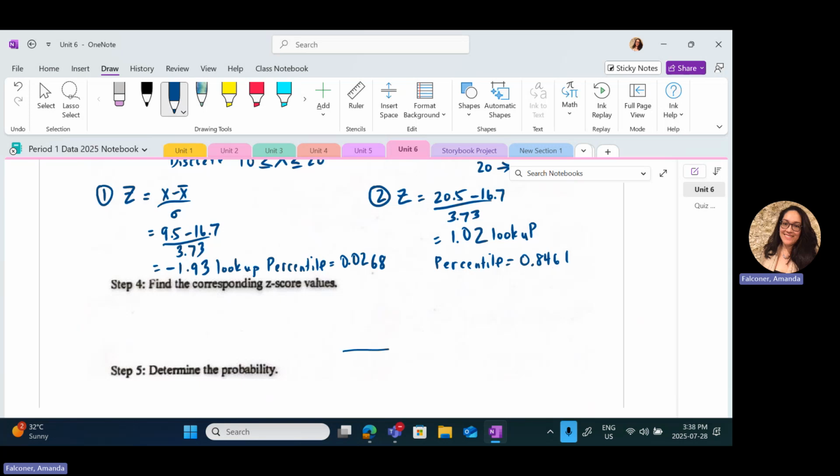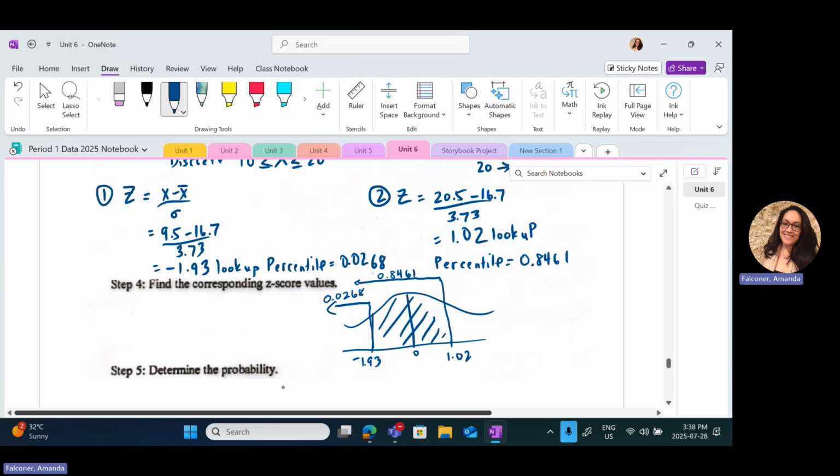And to come up with the probability, I'll just draw a little picture here. If this is my 0, which goes in the center, negative 1.93 has a percentile of about 3%. And then my higher z-score is 1.02, and this percentile is down here at about 84% or 85%. To get the likelihood or the percent of the data set that's in between, we just have to subtract the smaller percentile from the higher percentile.